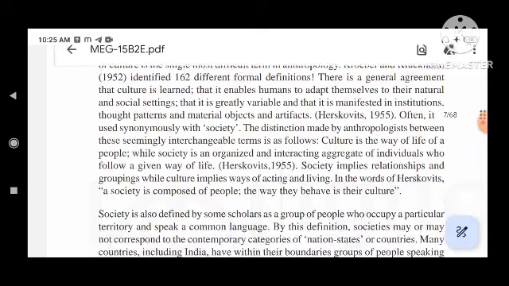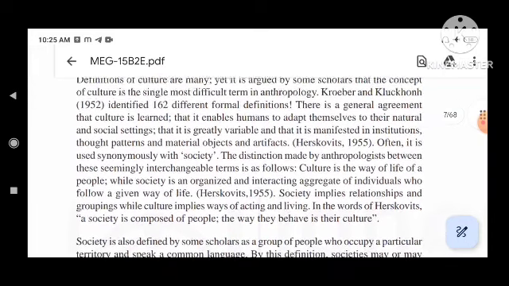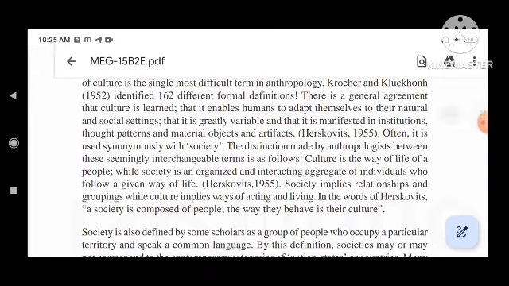There is a general agreement that culture is learned, that it enables humans to adapt themselves to their natural and social settings, that it is greatly variable, and that it is manifested in institutions, thought patterns, and material objects and artifacts.